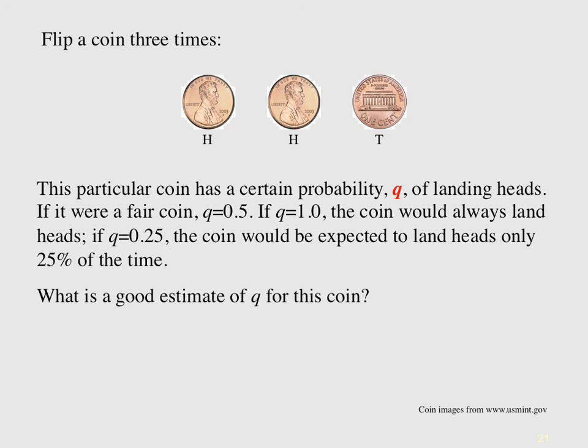All right. So here's a coin. I flipped it 3 times and got 2 heads and a tail. What's a good estimate for the probability of heads for this coin? Probably two-thirds heads, right? And many of you think it's 50-50.